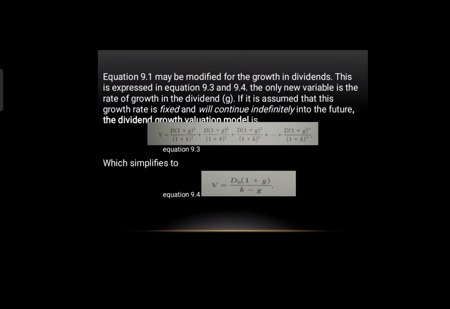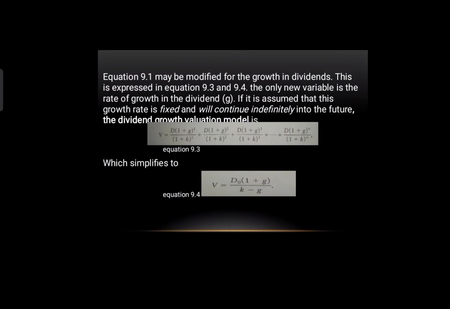Equation 9.1 may be modified for the growth in dividends. This is expressed in equations 9.3 and 9.4. The only new variable is the rate of growth in the dividend, G. G is the rate of growth in the dividend, assumed to be fixed and to continue indefinitely into the future. The dividend growth valuation model is: V is value, D is dividend, G is the rate of growth in the dividend, and K is the required rate of return.